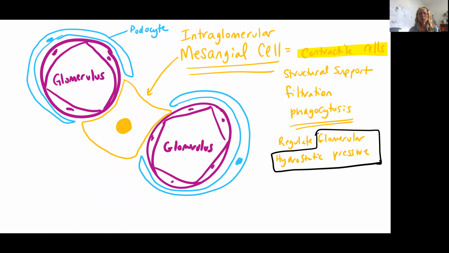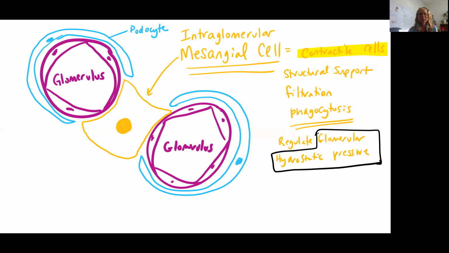We also have a group of cells called mesangial cells, or intraglomerular mesangial cells. These cells are going to have the ability to do some contraction. They are important in structural support. They are important in filtration. They're important in phagocytosis. But really, we're going to talk about them as being important in helping to regulate the glomerular hydrostatic pressure. Glomerular hydrostatic pressure is just a fancy way of talking about the blood pressure inside the glomerulus.